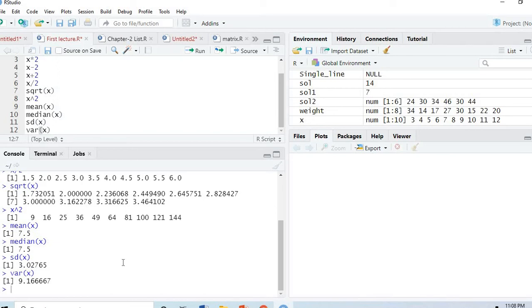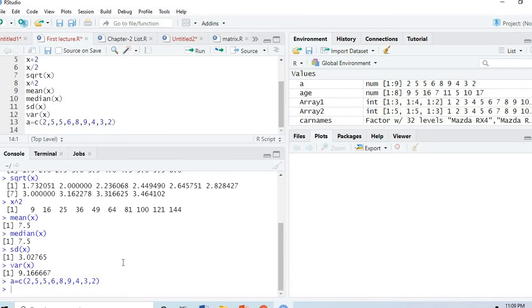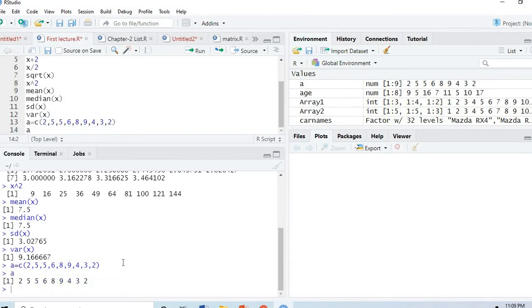Now friends, we'll be discussing what happens if there are two vectors, so you can make many operations based on the two vectors. Let's see, suppose I create one vector whose name is A. These are the elements. I press Alt plus Enter. To retrieve this one, I type A and then Alt plus Enter. So you can see the various elements in this vector.